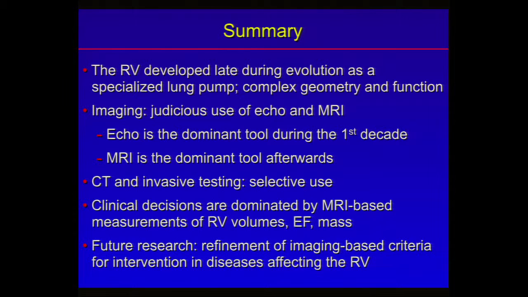summarize what we've discussed thus far by saying that the right ventricle developed late during evolution as a specialized lung pump. There are multiple imaging modalities that can be used to assess the right ventricle, but we have to judiciously use echo and MRI. Echo is the dominant tool during the first decade of life. MRI becomes the dominant tool afterwards. CT and invasive imaging are used only in selective cases. Clinical decisions are dominated by MRI-based measurements of RV volumes, ejection fraction, and mass, although I suspect that in the future we will be increasingly using more sophisticated parameters of the right ventricle.